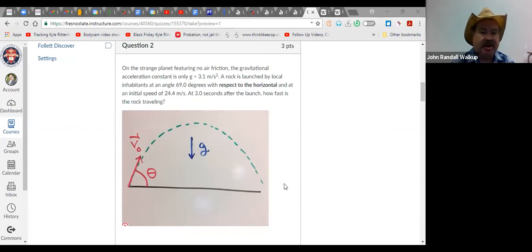Okay, so we have a strange planet, an object being launched at an angle, and you have the angle of inclination and the initial speed, and it gives you the time and asks you how fast is it traveling. Okay, so I will do this one after I get done showing you the exam. Relatively simple problem.